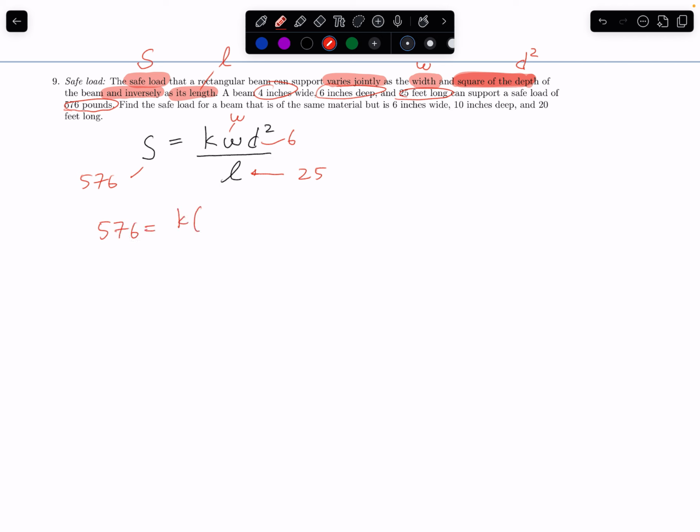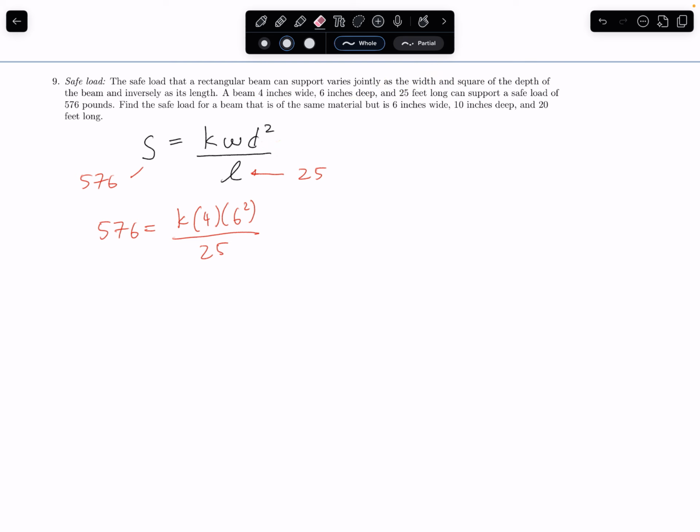K times, oh, I'm sorry, I wrote W here. What was I thinking? That should have been a 4, yeah? I think I may even have said 4, but wrote W. Okay, so that's K times 4 times 6 squared over 25. And now that I have that, I'm just gonna erase this stuff because it's starting to look messy. So let me just clean things up a bit.